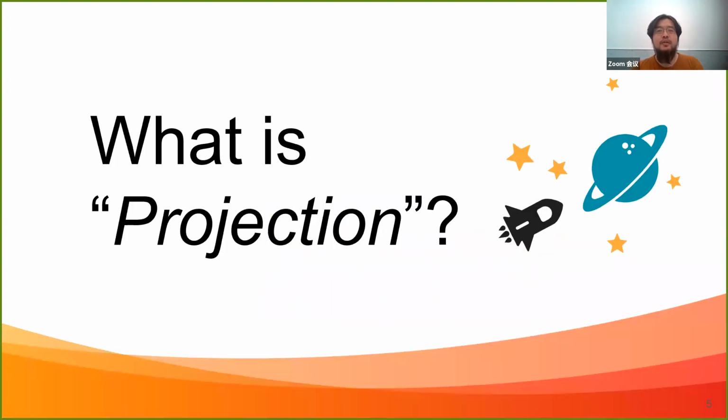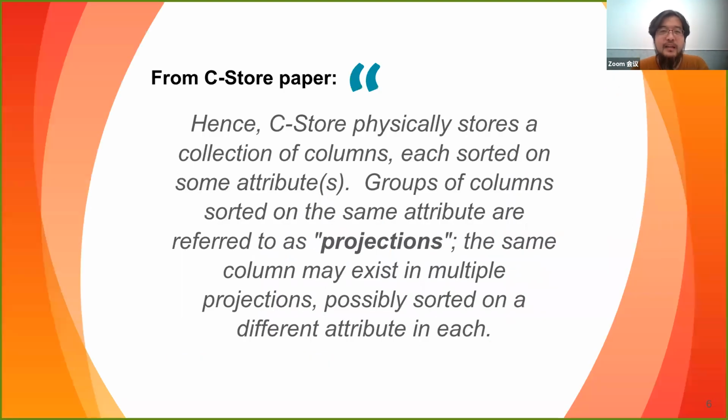All right, so what is projection? Let's take a look at the quote from the VLDB C-Store paper. Projections are groups of columns sorted on the same attribute. So basically, projection is a way of organizing columns.